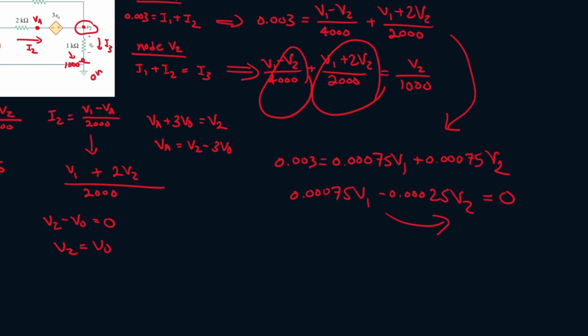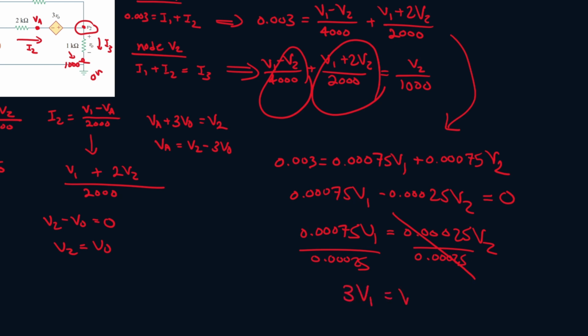Now let's bring this to the other side. So 0.00075 V1 equals 0.00025 V2. Actually, let's isolate for V2. So 0.00075 divided by 0.00025, and that gives me 3V1 equals V2.